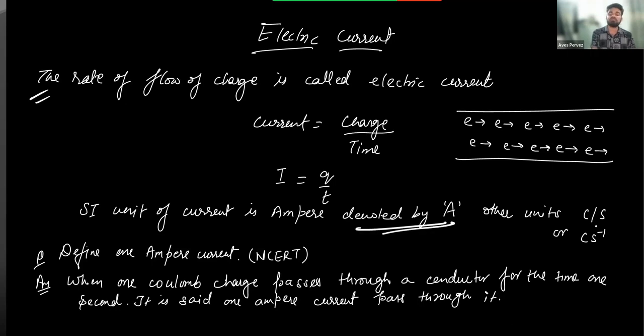The other unit is coulombs per second. Why is it coulombs per second? Because the unit of charge is coulombs and the unit of time is seconds. So we can say that its unit is coulombs per second. Please note it down.